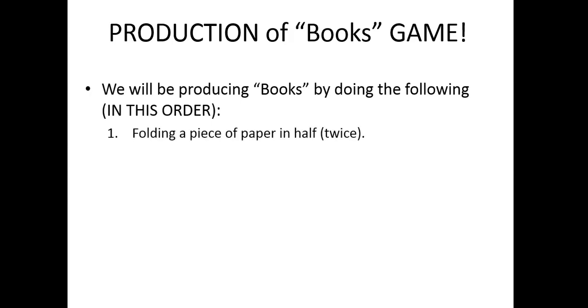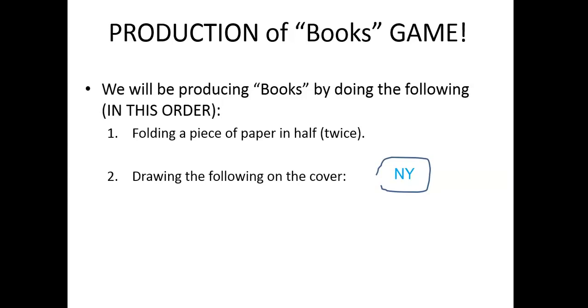So first, the way we're going to make the books: take an 8 by 11 piece of paper, fold it in half, then fold it in half again. Then we're going to draw the following on the cover: NY. We're going to circle the NY on the cover. On the inside of the book, we're going to draw a B, and we're going to cross out the B.